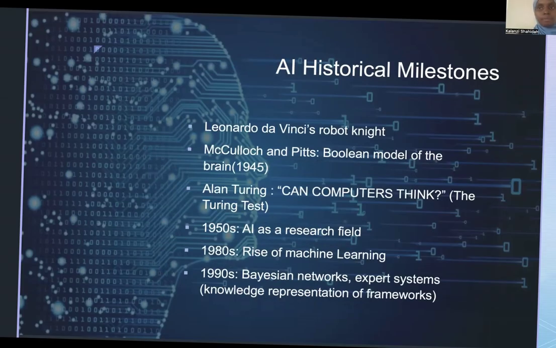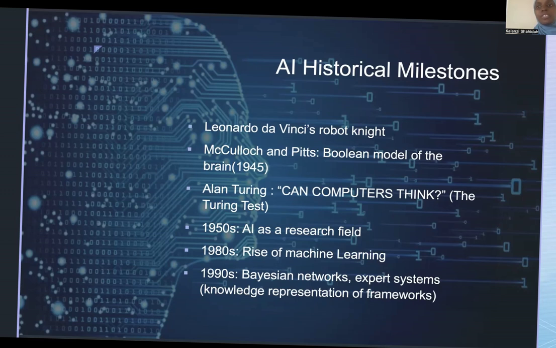Then we have the history of AI. When we talk about the history of AI, we remember Leonardo da Vinci, who created the robot knight in the 1400s, around 1465 or 1450. Then we also have McCulloch and Pitts. They developed a Boolean model of the brain. Boolean model means it is going to have values of true or false.